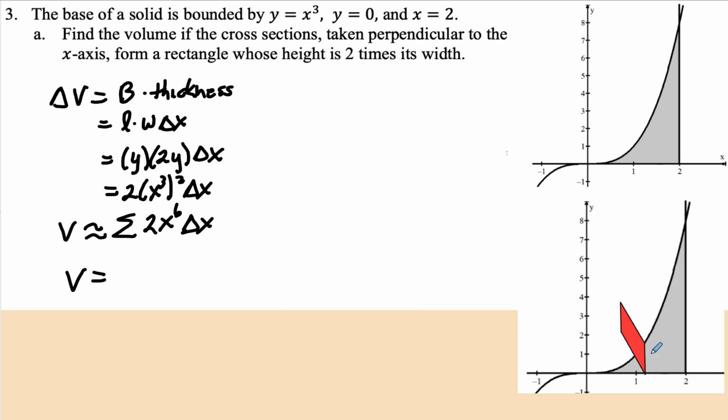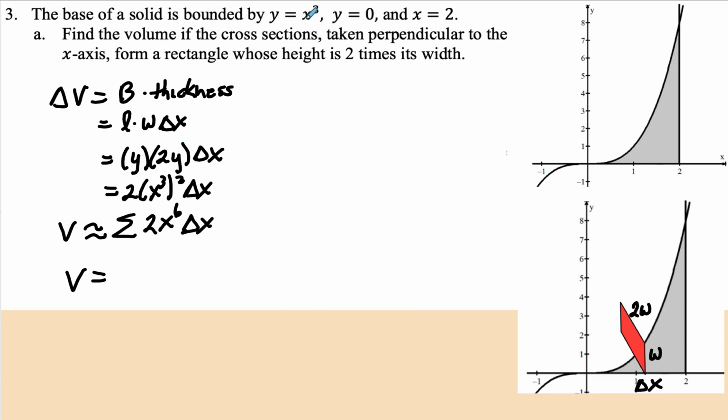So if this length right here is the width, then the height will be twice that, and the thickness will be delta x since it's perpendicular to the x-axis. So the area of the base is no longer a square, it's length times width, and this width right here is actually a y-coordinate because it goes from the x-axis up to the curve. Then the height right here is 2y, and this ends up being 2y squared.